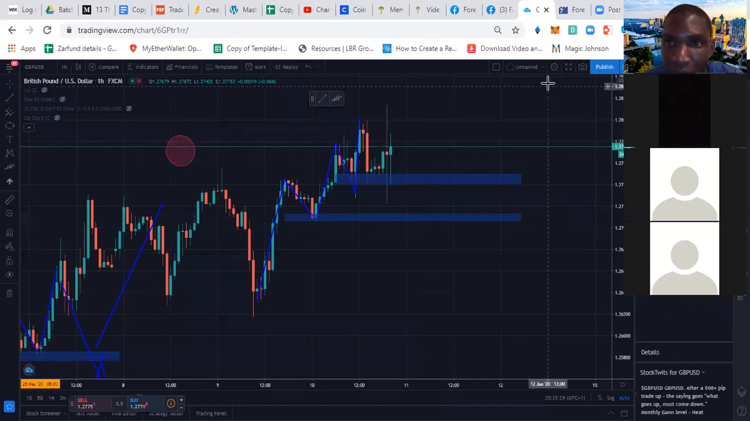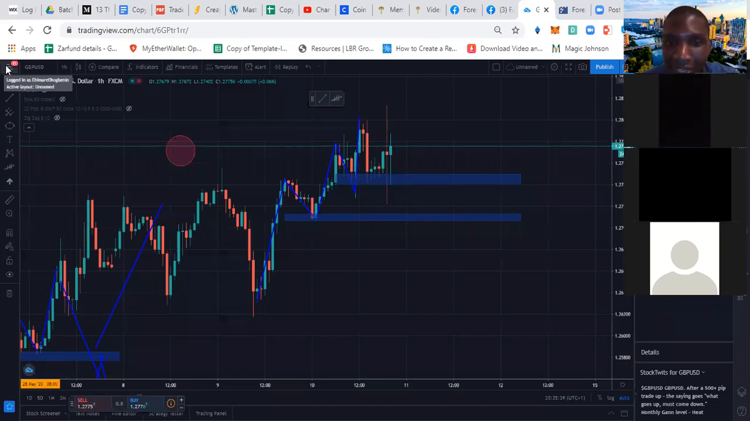What you do is you create an account. When you create an account for yourself on TradingView, you can see me now, it says I'm logged in as my name. It's a free account. You don't have to pay. Though there's a paid plan, you don't need the paid plan. You create an account and you log in.